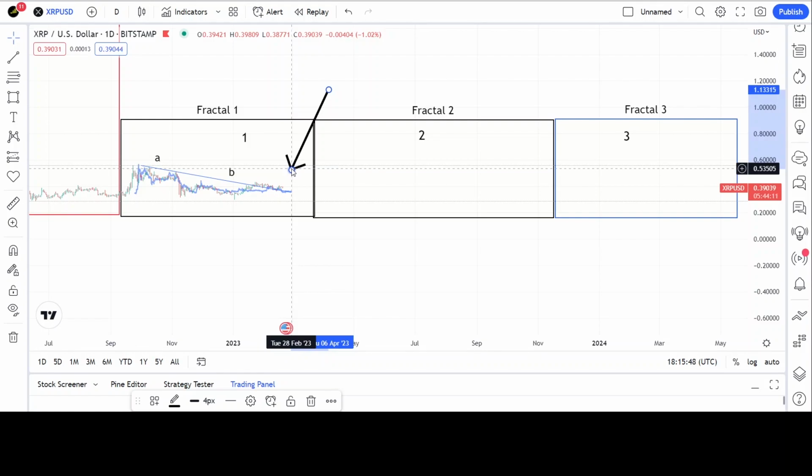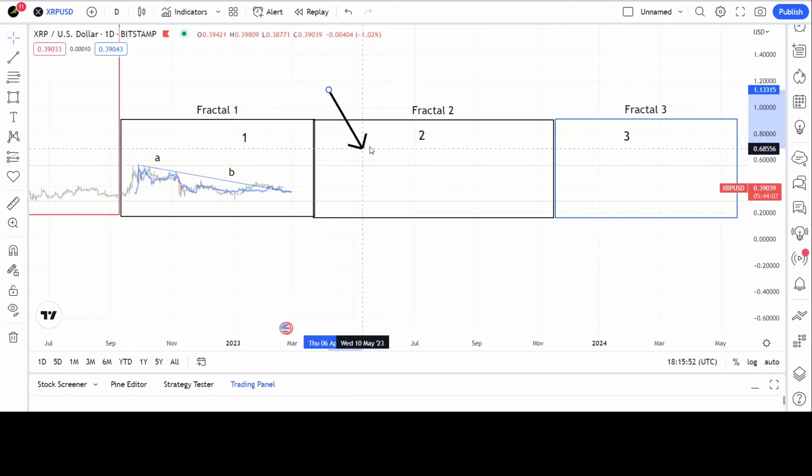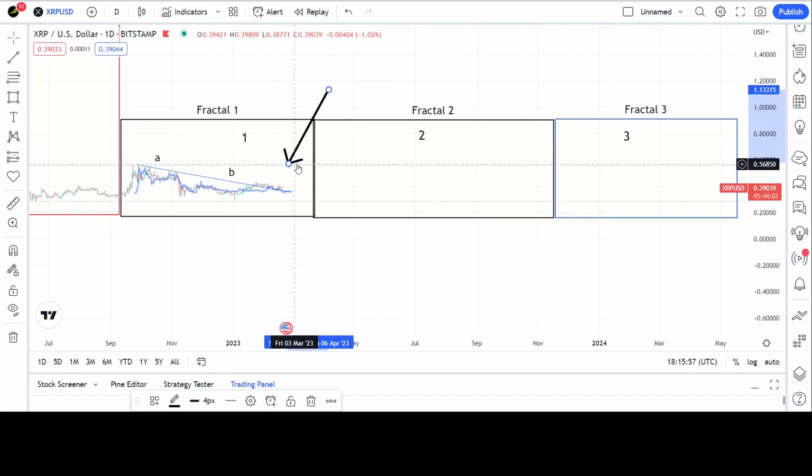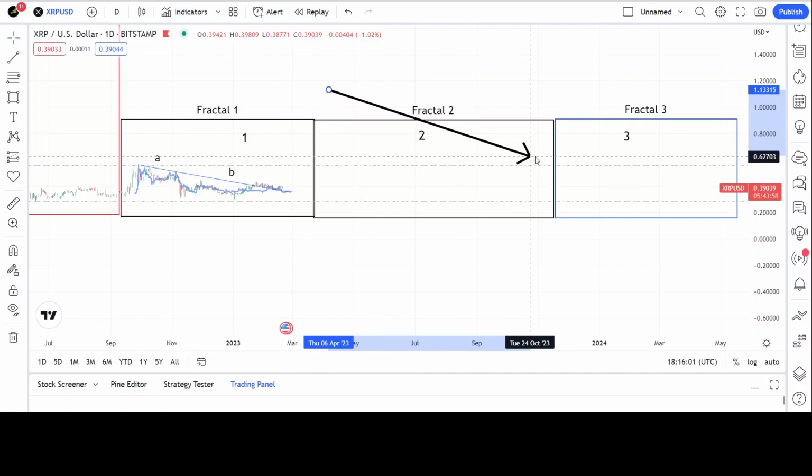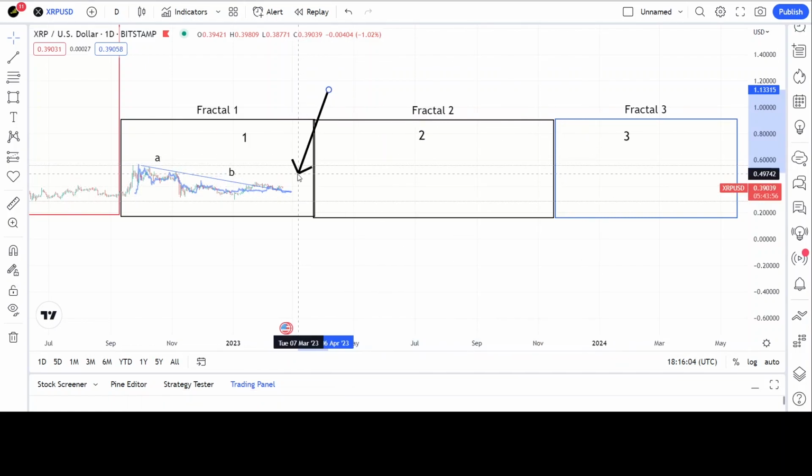I'm going to be wrong on certain things, but I tell you this, the macro structure, I most likely am right. And time is going to be my advocate. We are not going to see a bull run until we complete all 3 fractals.